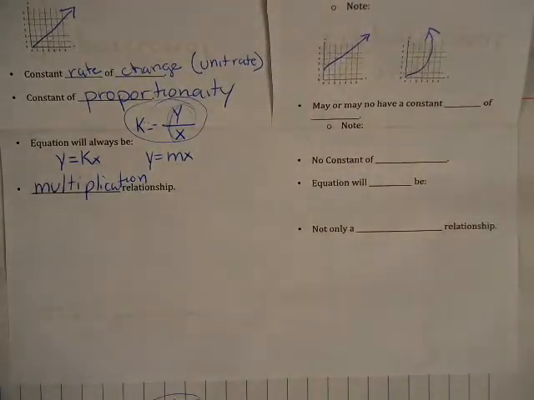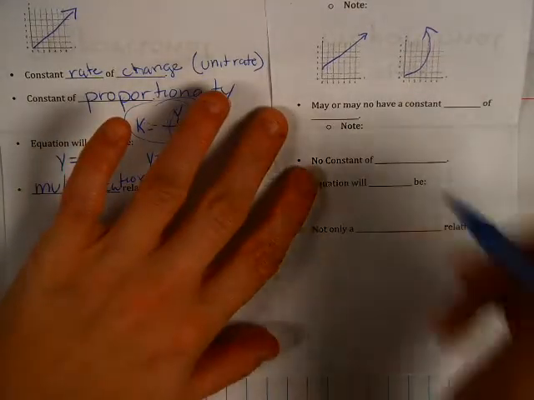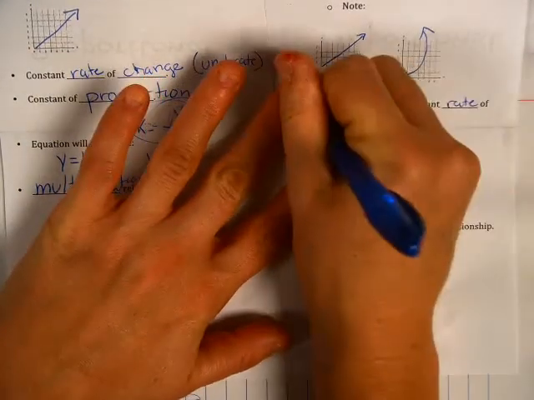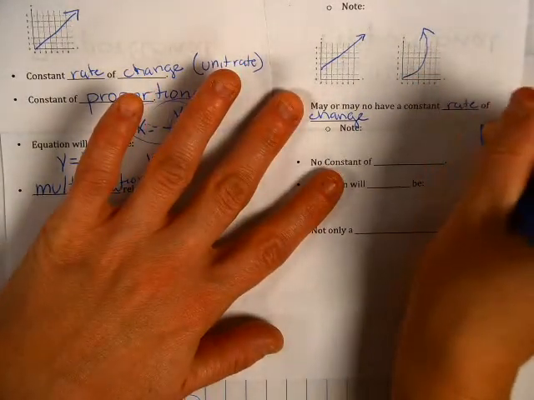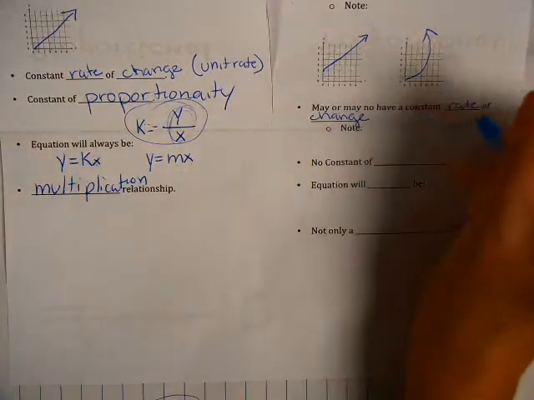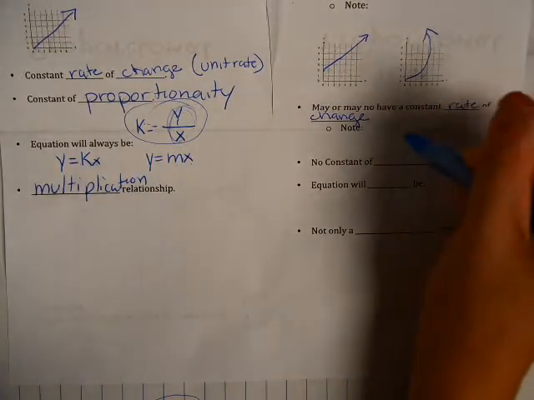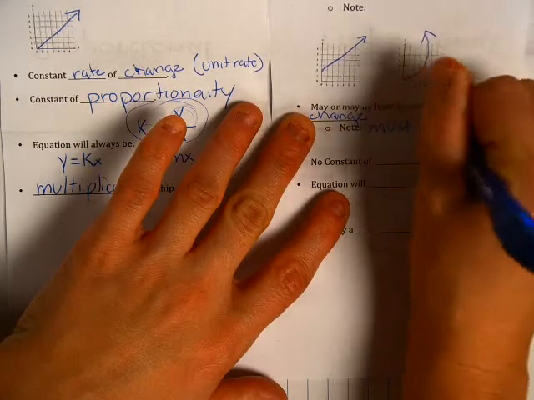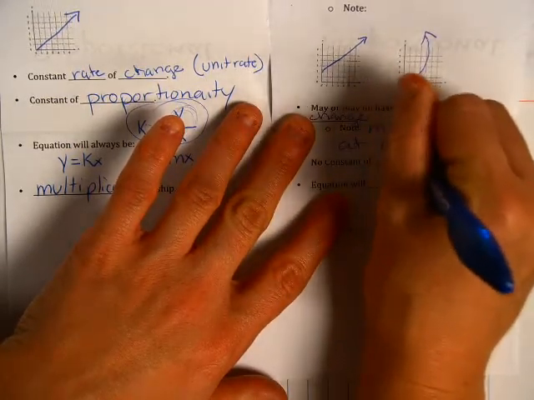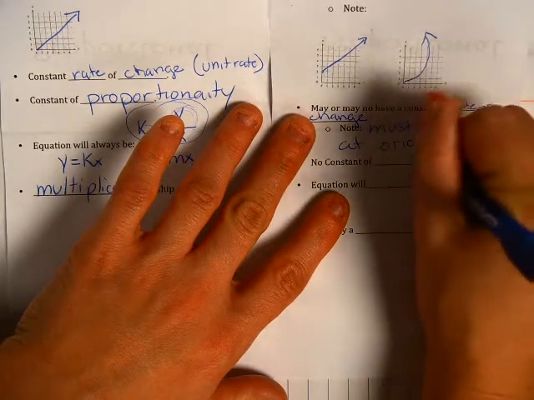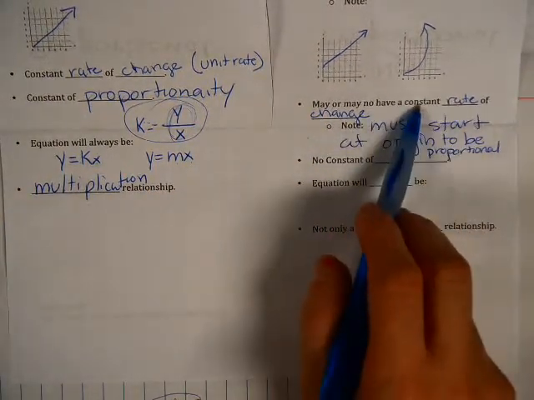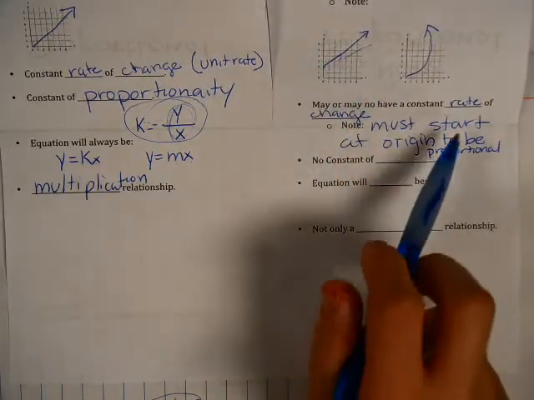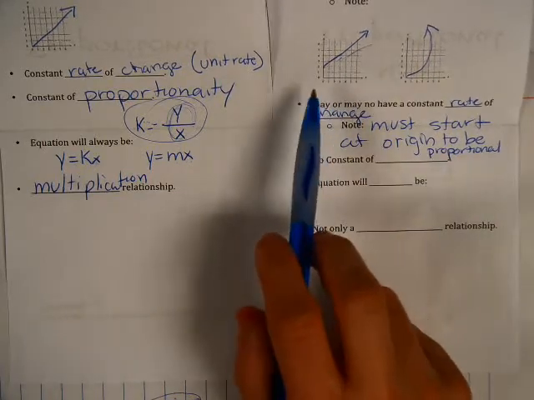Same thing comes here. It may or may not have a constant rate of change. And the note here is the constant rate of change is what makes it a linear relationship. So what makes the straight line is a constant rate of change, but it must start at origin to be proportional. Oops, I'm running out of room. Okay, so it can have a constant rate of change, and it will be linear just like this one, but it will not be proportional if it does not start at 0.